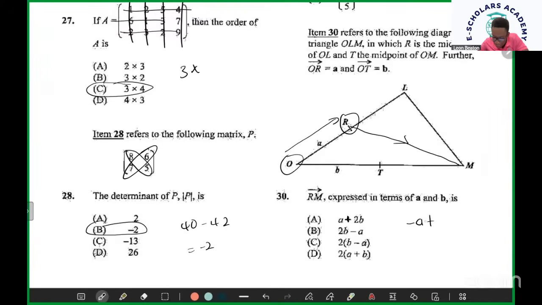plus O to T is B. O to T, so this is going in the same direction. So if this piece is B, then this other piece will be B as well. So this will be 2B. All right, so let me see, they got that. So we can rearrange this and put 2B minus A, which is simply B.